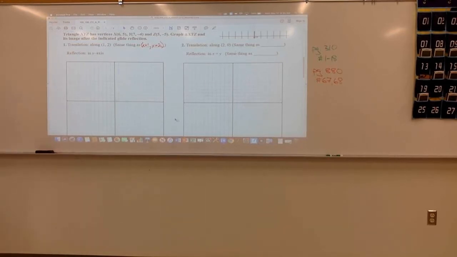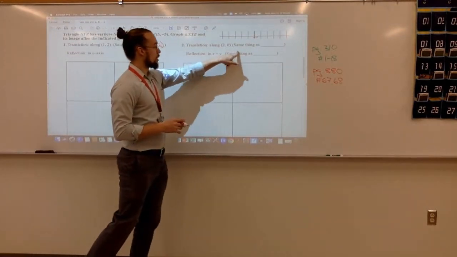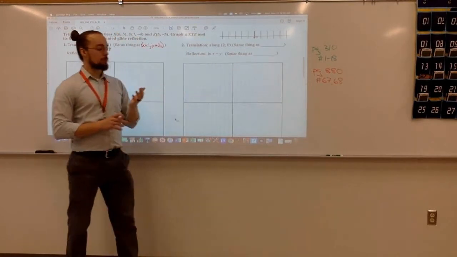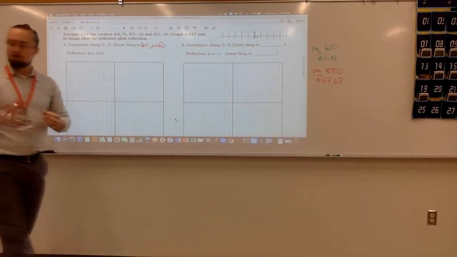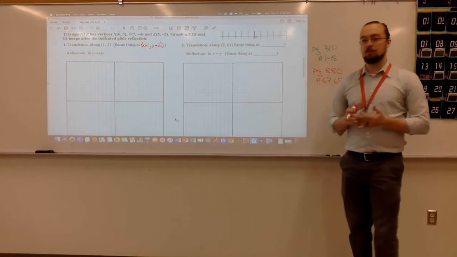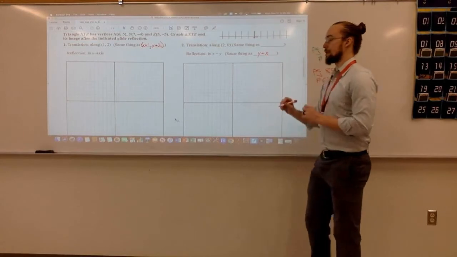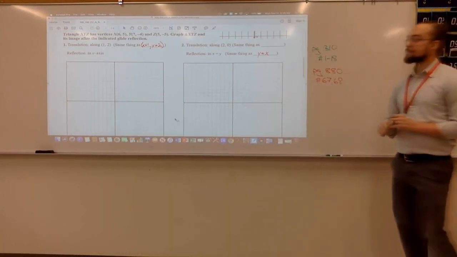Do you guys want to see me do one more, or do we think that we can try a couple of these here? Okay, one other small thing to point out: on number 2, the second operation says reflect in x equals y. That's slightly different than something we've talked about. So x equals y is just the same thing as the line y equals x. All they did was flip it across the equal sign.